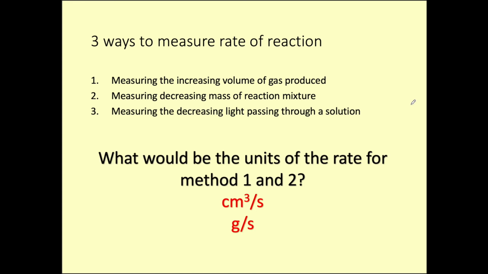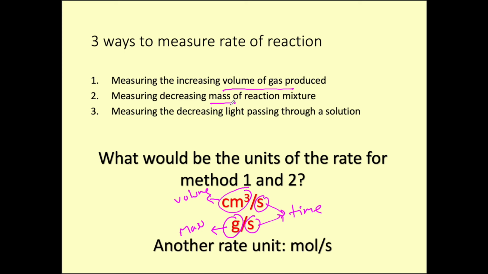So our answers there are centimetres cubed per second and grams per second. So centimetre cubed, this is our unit of volume. So this is for our volume of gas. And of course, in both of these cases, our seconds is for our time taken. And then this grams is for our mass of our reaction mixture. Another rate unit, of course, that we could use is moles per second, because this is a quantity for an amount of substance. So you could also come across it like that.